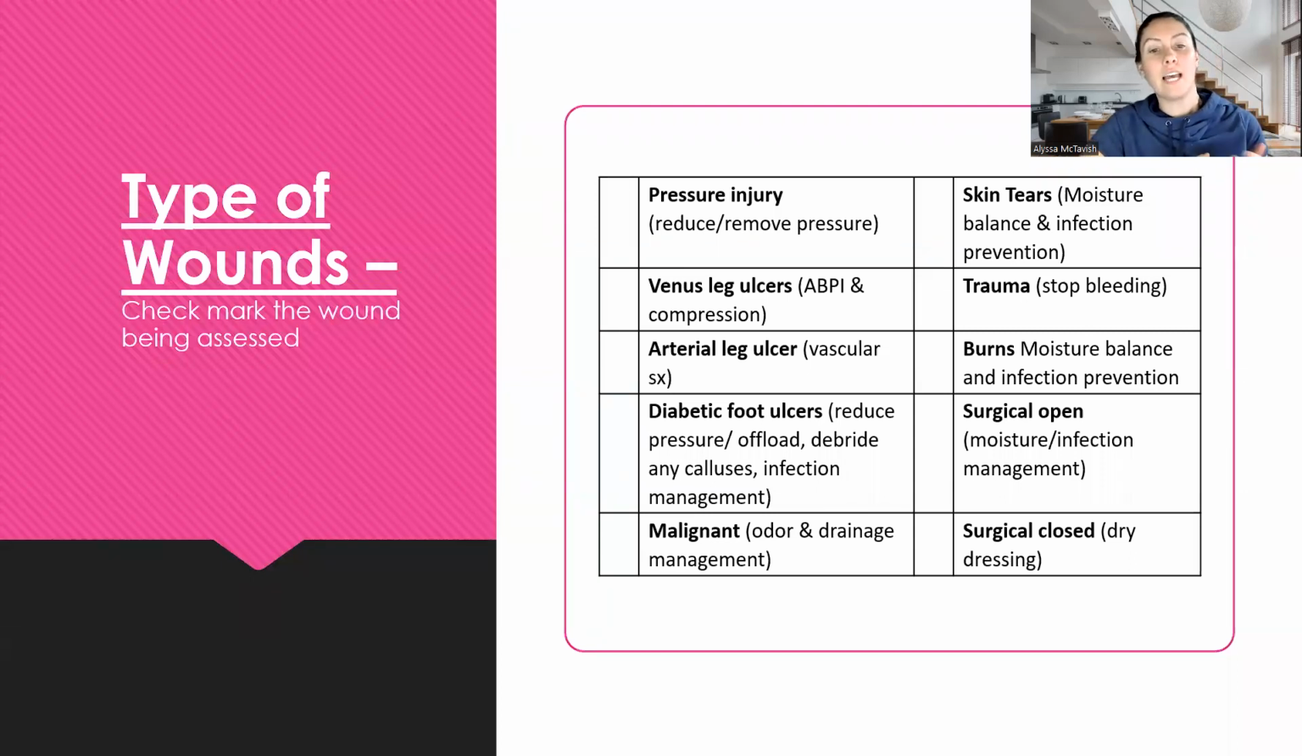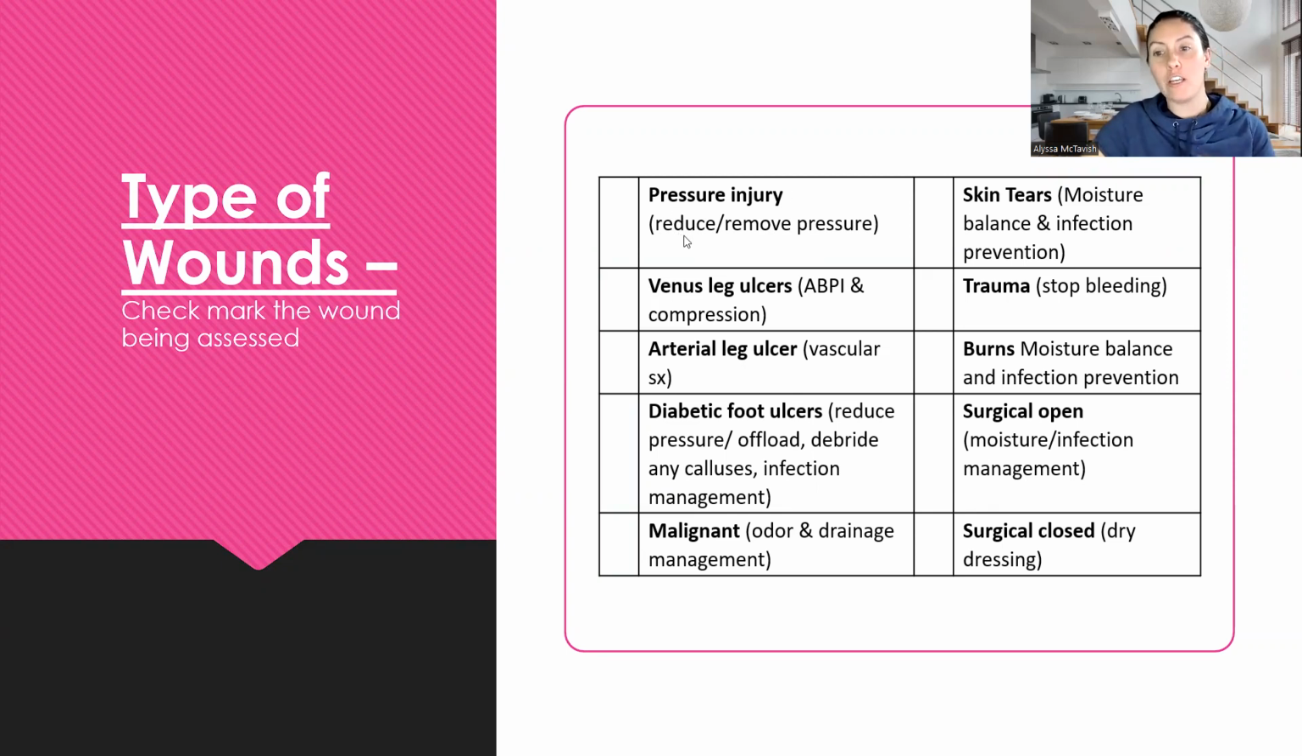So first I look at the type of wound. So I talk to the patient: how did this wound start? I look at the location of it. What does it look like going on? So I have all of these categories here, all the different types of wounds that you could possibly have. And I also have underneath it what you would do.